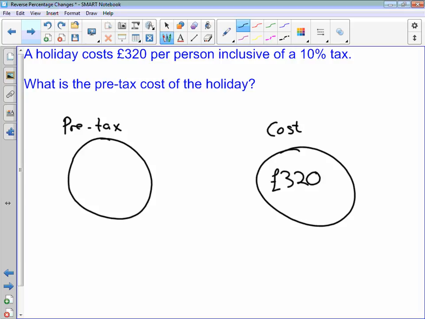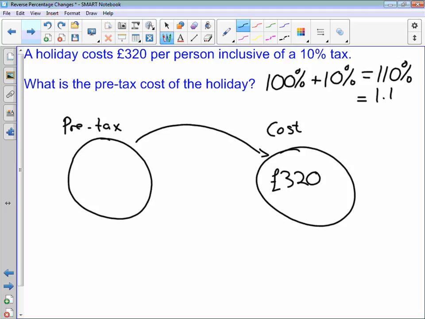Got a 10% tax increase, so our 100% has been added to 10%, so we end up with 110% in total. This is 1.1 as a multiplier, so to go from the pre-tax to the cost, we times by 1.1. To reverse that, we need to divide by 1.1, which if you do that, and rounding to 2 decimal places, because money is rounded to 2 decimal places, you end up with £290.91.